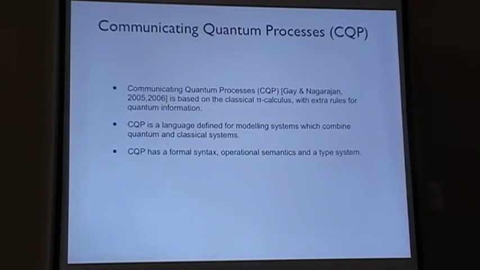With the same motivation as that for classical process calculus, Simon and Nagarajan developed communicating quantum processes, CQP, which is a quantum process calculus based on the classical pi calculus with some extra rules for quantum information. CQP is a language defined for modeling systems which combine both quantum and classical systems. It has a formal syntax, operational semantics, and a type system.